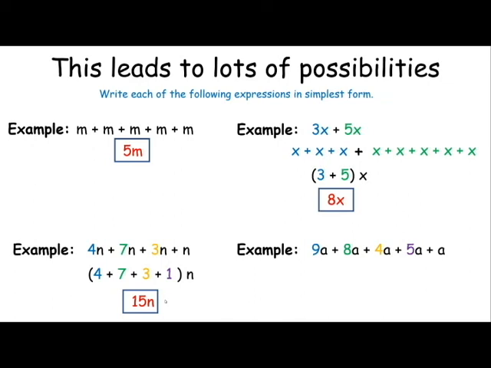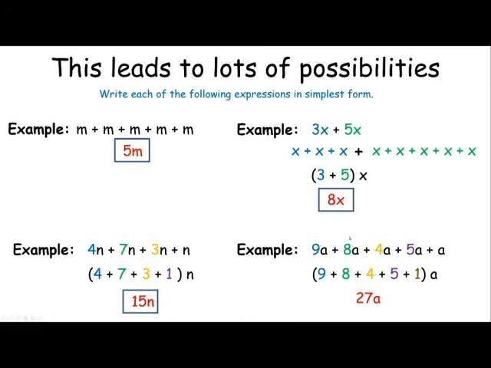Pause the video if you need a second to do that. I'm going to keep right on going because I think at this point you're probably getting the hang of this. I have 9 a's added together and 8 more. That's 17, plus 4 more is 21, plus 5 more is 26, plus 1 more is 27 a's. 27 a's.